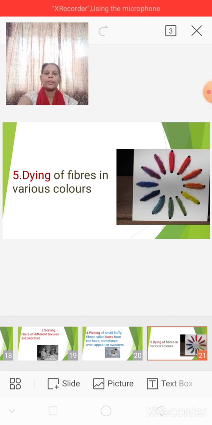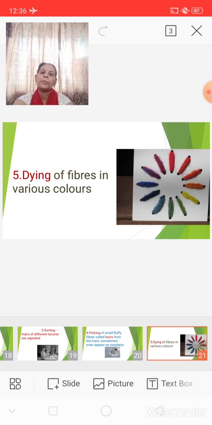Fifth step is your dyeing. Now whatever fibers they have got are of different colors. So whatever desirable color they want, accordingly they dye these fibers. So this is the fifth step, which is said to be your dyeing.